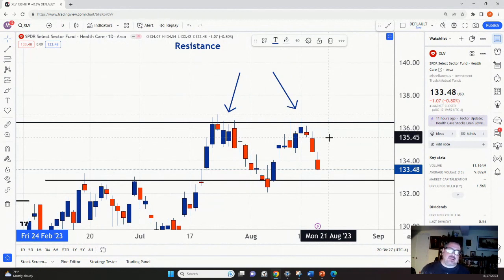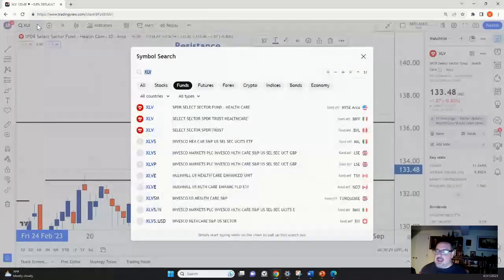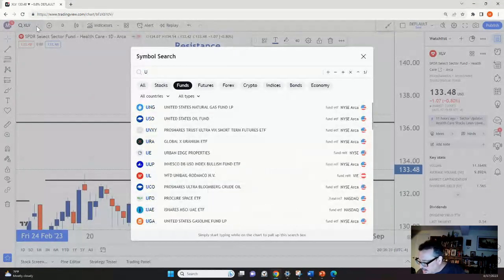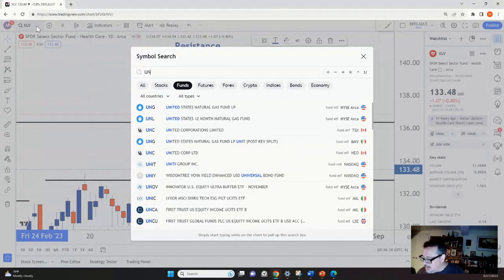Now, one of the stocks in the healthcare sector is UNH. And this is where our lesson really begins. Well, I guess it's kind of been gone already.